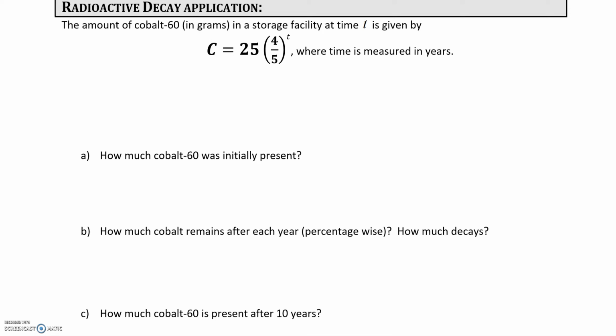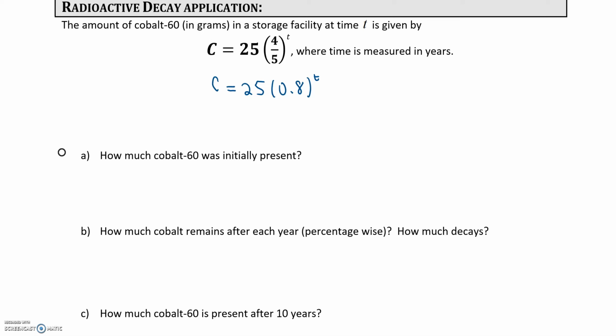Example 1. The amount of cobalt-60 in grams in a storage facility at time t is given by the equation C is equal to 25 times 4/5 to the power of t, where t is measured in years. We can rewrite this equation to have a base that is a decimal. And the equation is C is equal to 25 times 0.8 to the power of t.